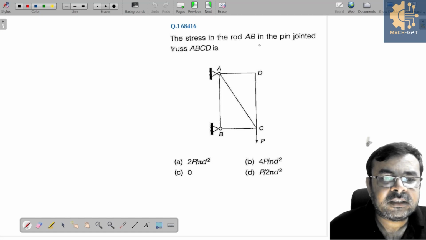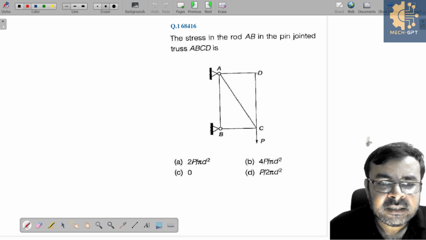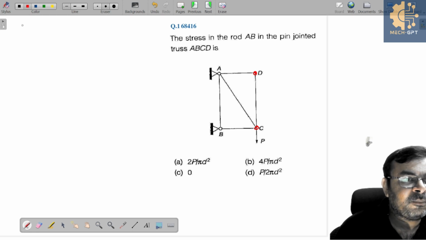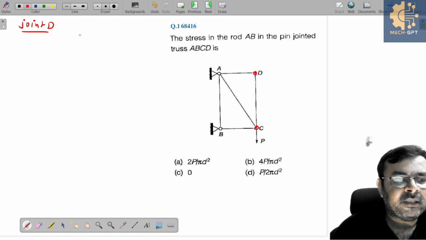Okay, so the truss in the rod AB in the pin jointed truss ABCD is... So you can see, if this is the truss, obviously all the joints are pin joints, all the members are jointed with pins. So if I talk about joint D, here if I draw its free body diagram, then here we have these two forces. This is FDA and this is FDC.